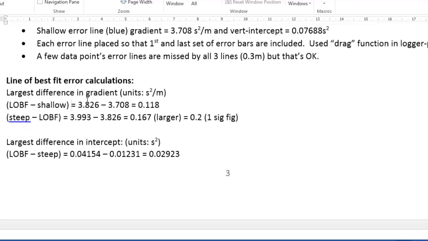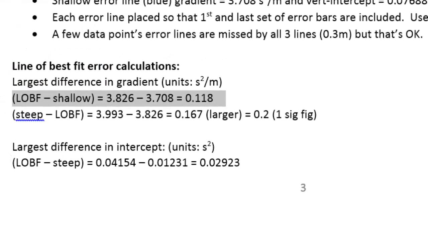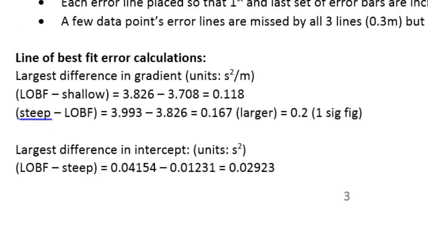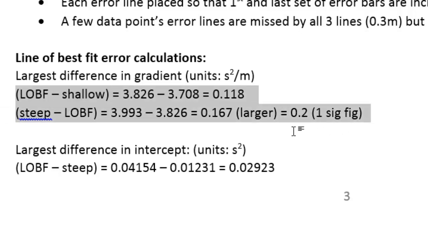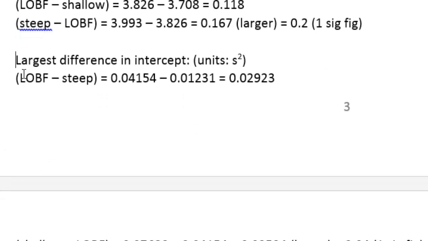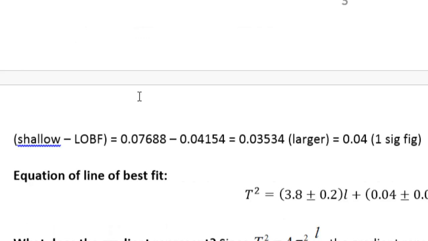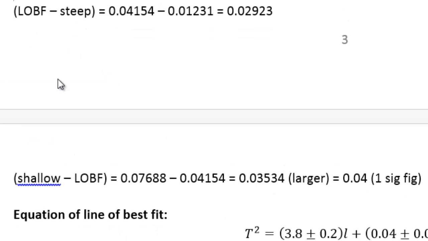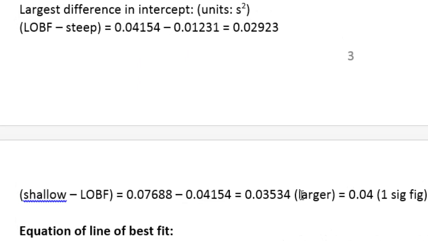Then to get your equation, we're really close to finishing the analysis, it's a long video, you need to find the differences. You want the difference between the gradients of the line of best fit in the shallow and the steep, and you want the biggest of those. In this case, the biggest one was the 0.167, which we round to 1 sig fig. Okay? Similarly, you want the differences in your intercepts of your 3 lines. So the line of best fit versus the steep line, or the line of shallow versus the line of best fit. And in this case, the larger value is the one you use.